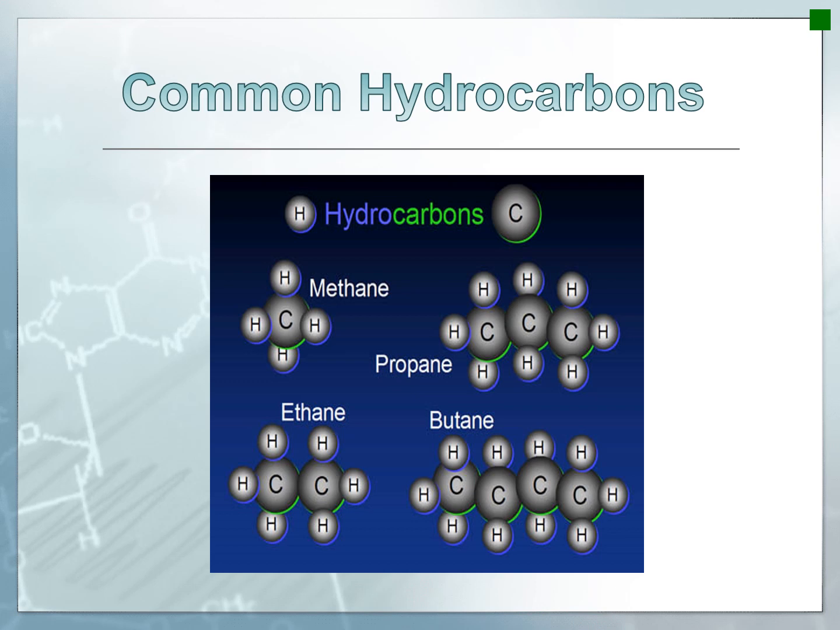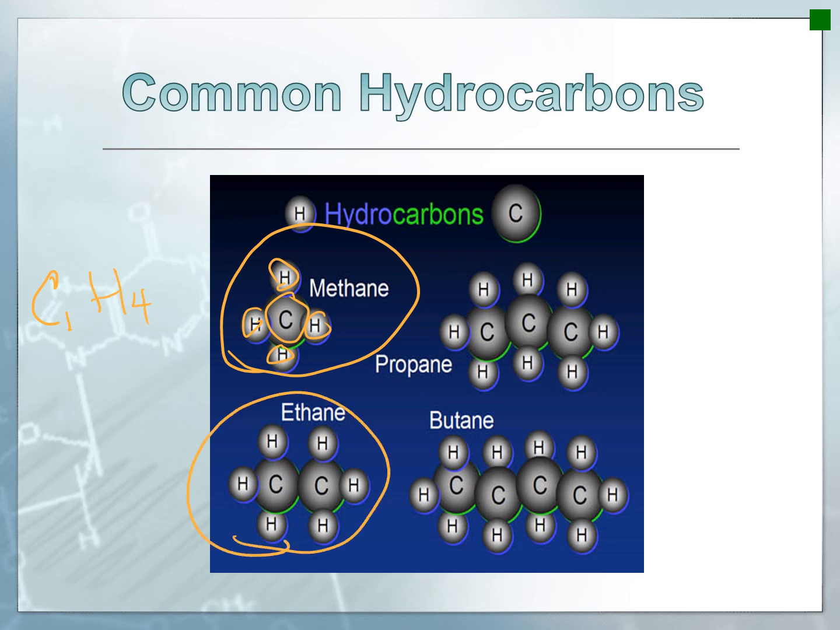So let's look at some common hydrocarbons. What I want you to be able to do is identify how many carbons, what its formula would be, and things like this. So this one right here is methane. If I count the carbons, I have 1 carbon, so I'd write C1. And how many hydrogens do I have? 1, 2, 3, 4. So this would be CH4, that is methane.